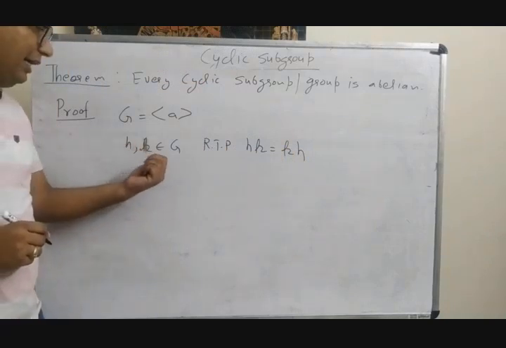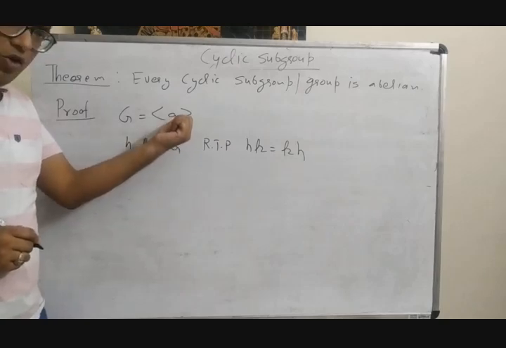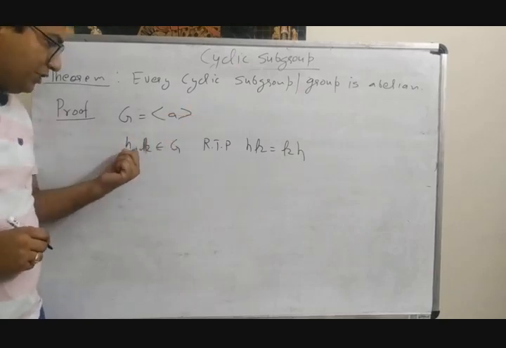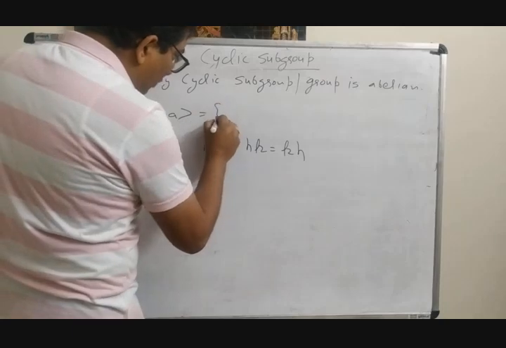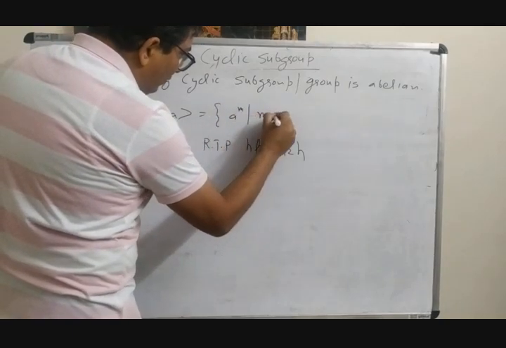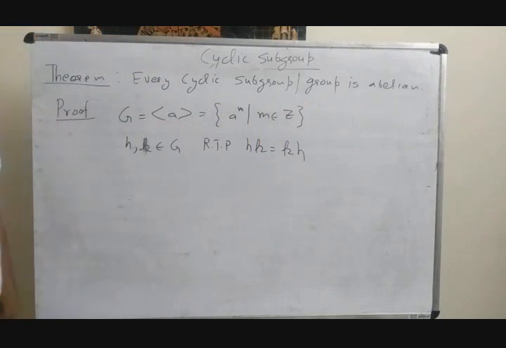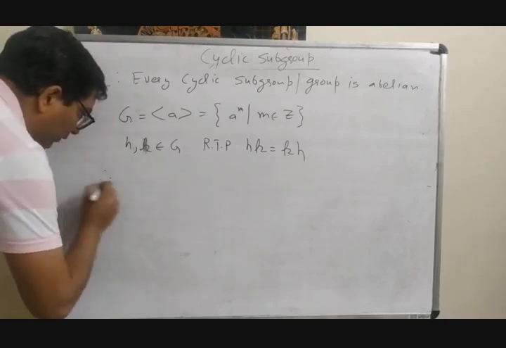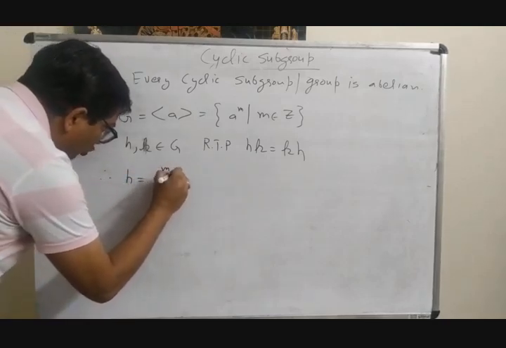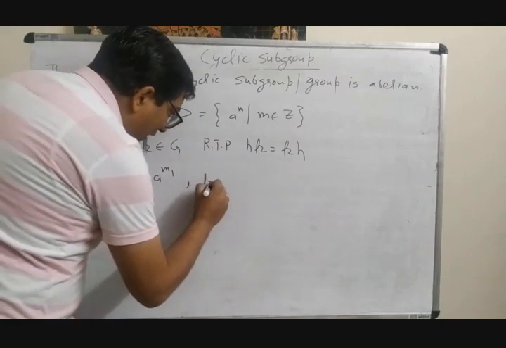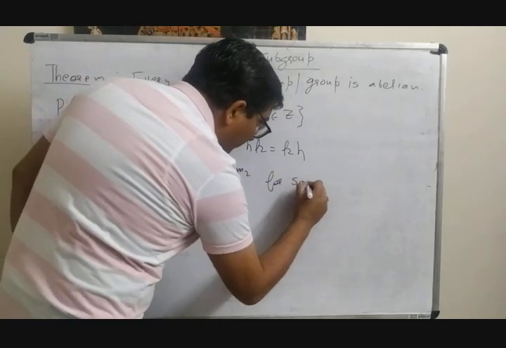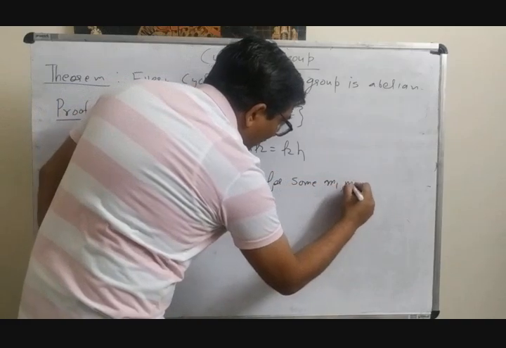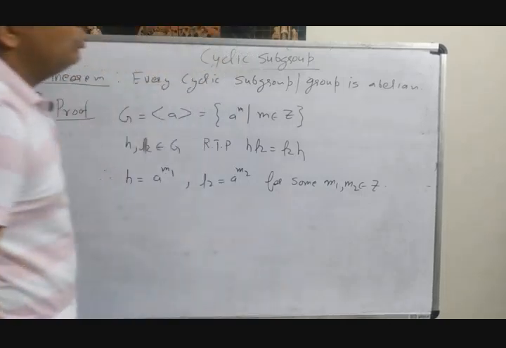Now H and K belong to G, and G is a cyclic group generated by A. It means H and K must be written as powers of A, because we know that this set is A raised to power M, M belongs to Z. So therefore H should be equal to A raised to power M1 and K should be equal to A raised to power M2 for some M1, M2 belonging to the set of integers.